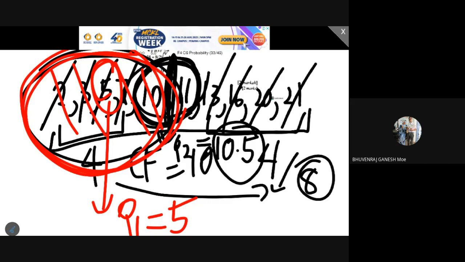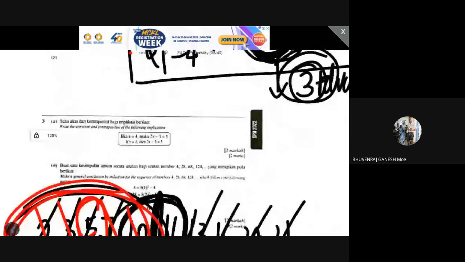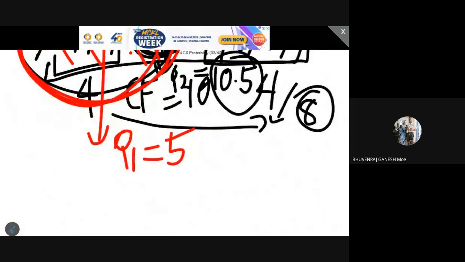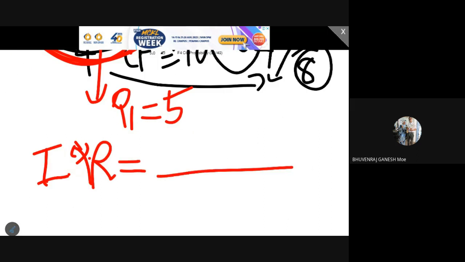Okay, so now we find soalan kedua pula sana. Soalan kedua nak julat antara kuartil, interquartile range. Okay guys, apa formula untuk kira julat antara kuartil? What is the formula for interquartile range? Can you remind me? Equals to what? Yes, very good Syamnat. Q3 tolak dengan Q1. Okay, Q3 minus Q1.